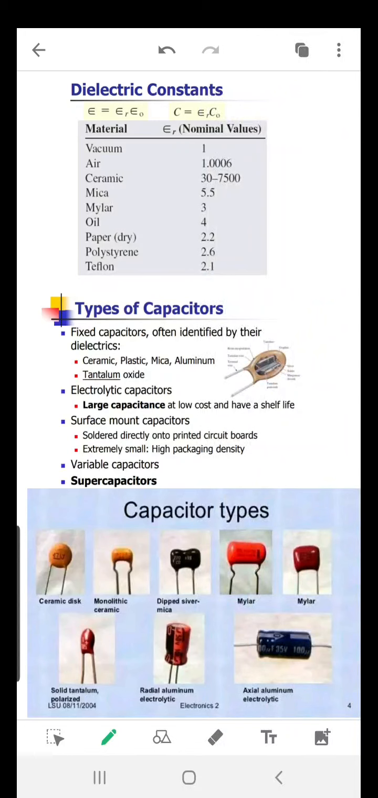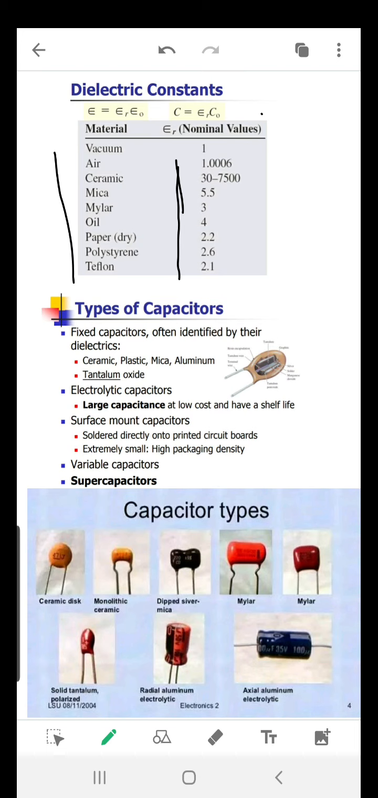Then these are the other dielectric constants. Here epsilon equals epsilon R into epsilon 0, and C equals epsilon R into C0, that means the initial capacitance in the circuit. According to the material, the epsilon values are given, which is the dielectric constant.